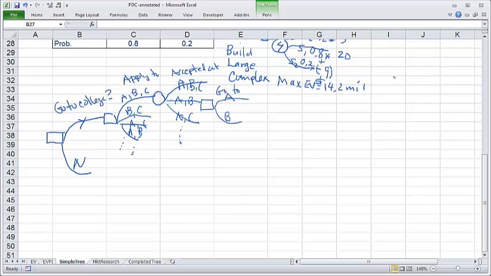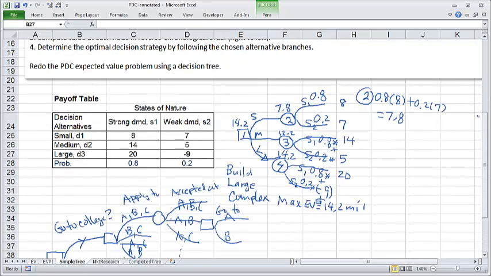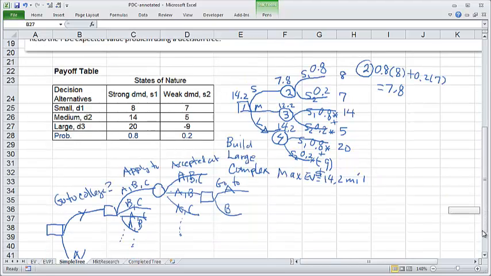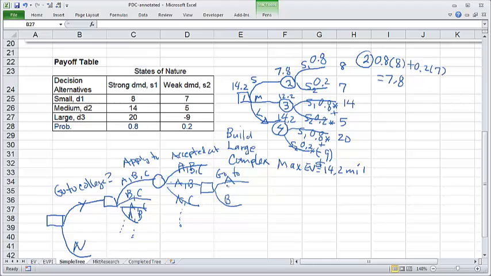Now with the payoff table, you could handle really only one decision and one chance event. With a decision tree, you could grow it as large as you want to represent a sequence of multiple decisions and chance events. So that is the advantage of using a decision tree.